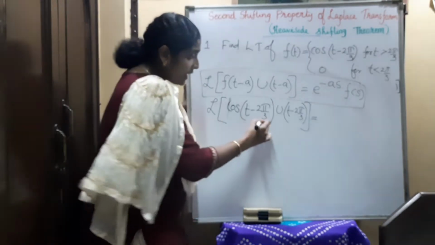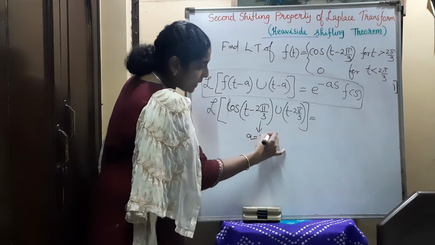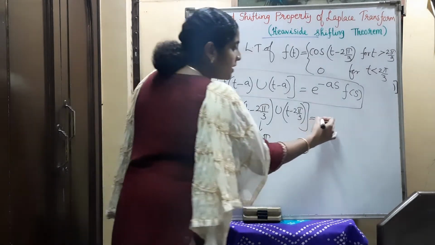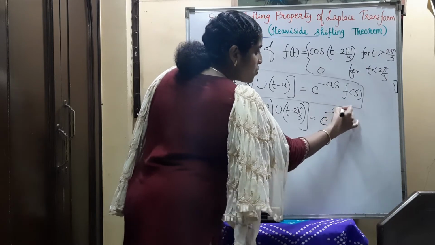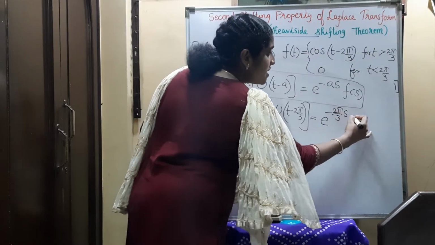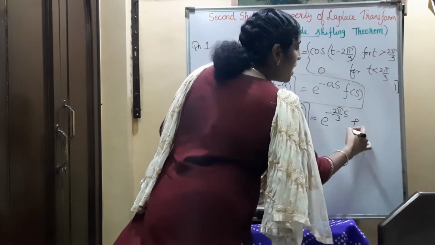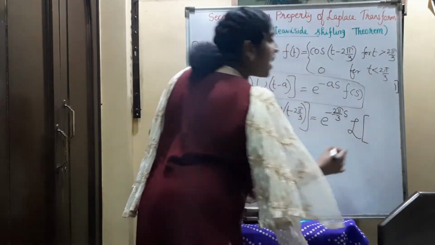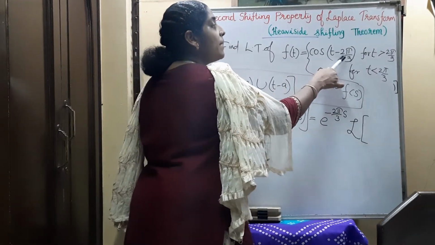So what is the a here? Here a is equal to 2 pi by 3. So here the answer will be e raised to minus 2 pi by 3 s into F of s. What is F of s? F of s is the Laplace transform of the function f of t. What is the function f of t here? Cos of t.